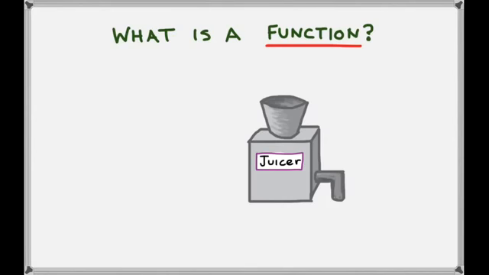If I have a juicer, and let's say I want to make orange juice, all I have to do is put an orange in the juicer, and out will come orange juice. Anytime I put an orange in the juicer, it'll make orange juice for me. My input would be that orange into the juicer, and my output is the juice that comes out of the juicer.